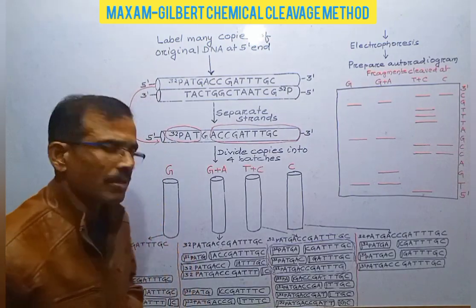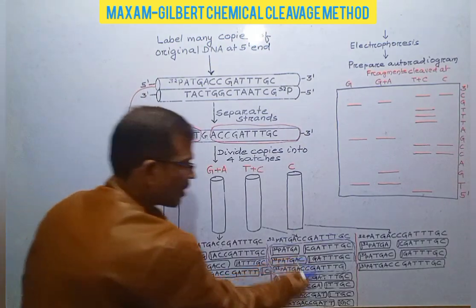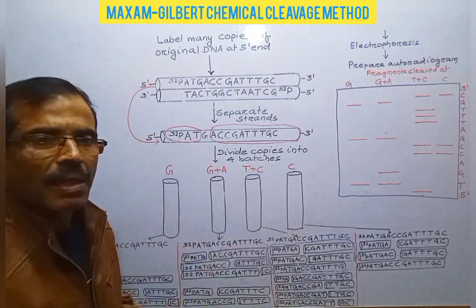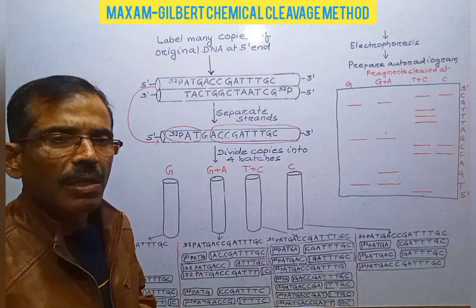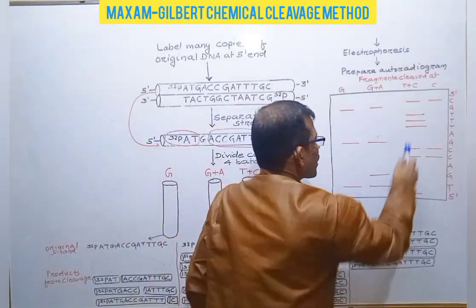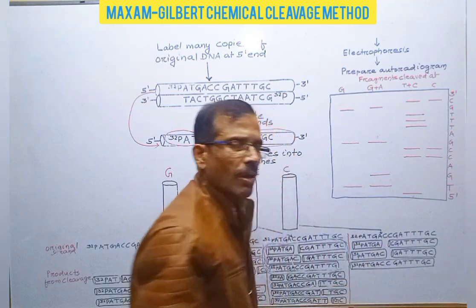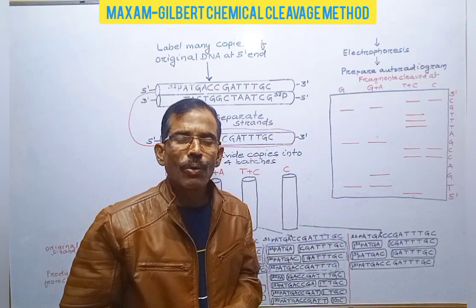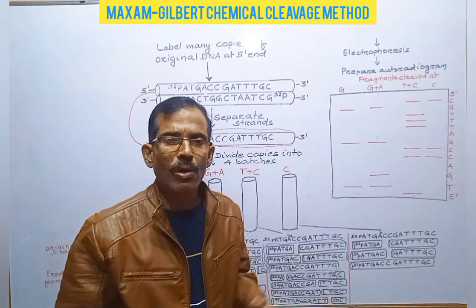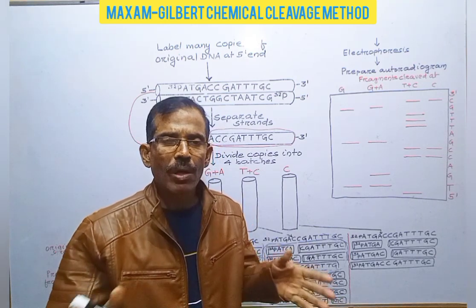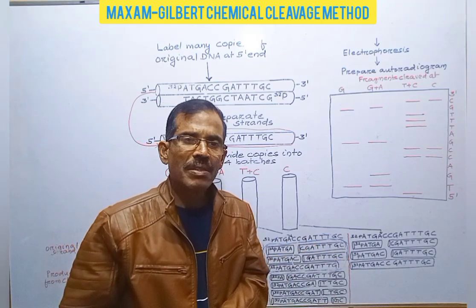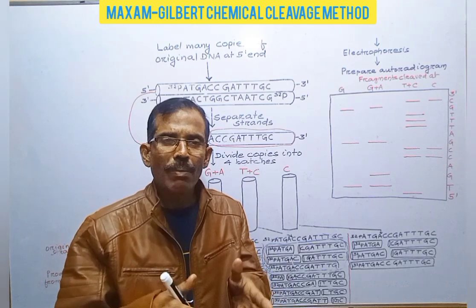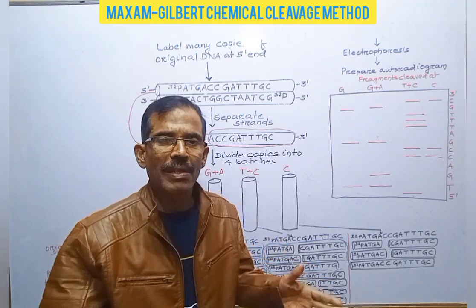After chemical cleavage, all such fragments that are obtained from 4 different chemical reactions are separated by polyacrylamide gel electrophoresis in 4 separate lanes. Polyacrylamide gel electrophoresis is a powerful technique which separates charged biomolecules based on their molecular size. By this technique, even the DNA strands which differ by one base only can also be separated.